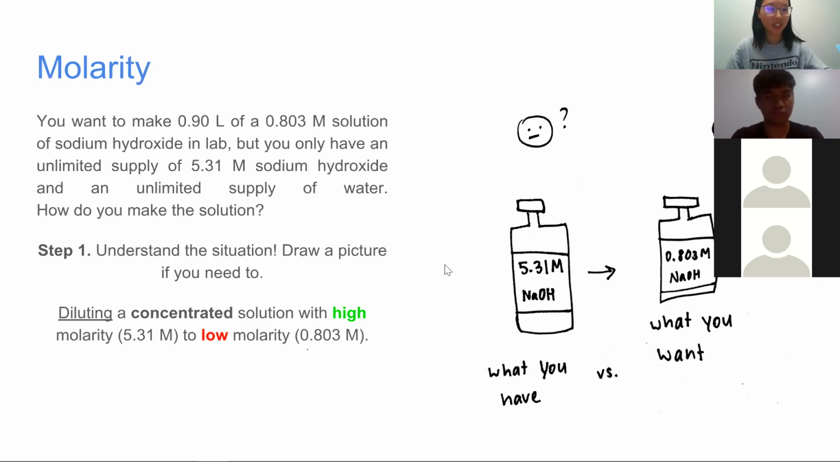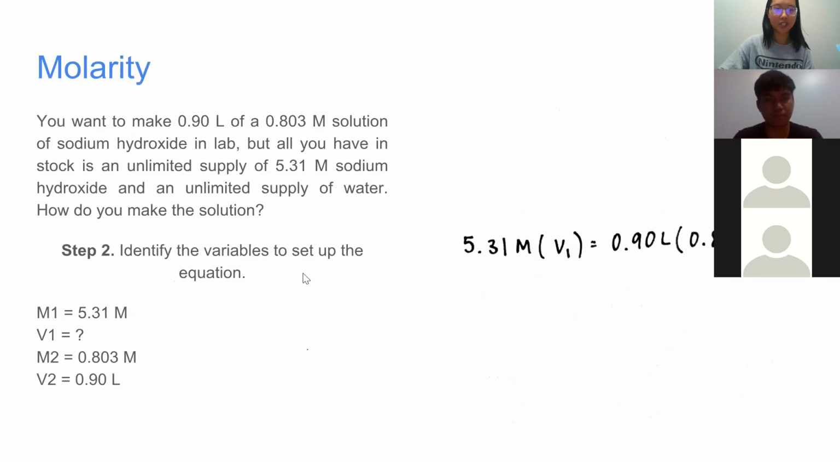Basically, what we're trying to do is dilute a more concentrated solution with high molarity. In this case, in lab, we only have 5.31 molar NaOH. What we want is a lower concentration solution. We want 0.803 molar sodium hydroxide. So I drew a little picture here, what we have versus what you want, which is a solution that has a lower concentration. Being able to understand the situation means that you'll know which formula to use. So for this problem, you're going to use the M1V1 equals M2V2 formula.